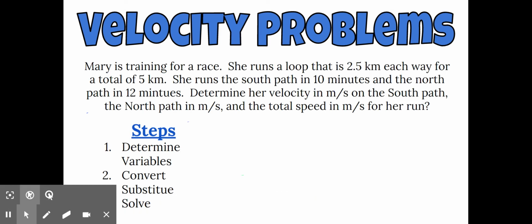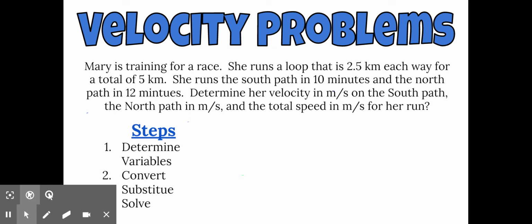Our last problem here is Mary is training for a race. She runs a loop that is 2.5 kilometers each way for a total of 5 kilometers. She runs the south path in 10 minutes and the north path in 12 minutes. Determine her velocity on the south path, the north path, and the total speed in meters per second for her run. So we're going to find 2 different velocities, one for the north path, one for the south path, and then one for her total speed in the whole thing.